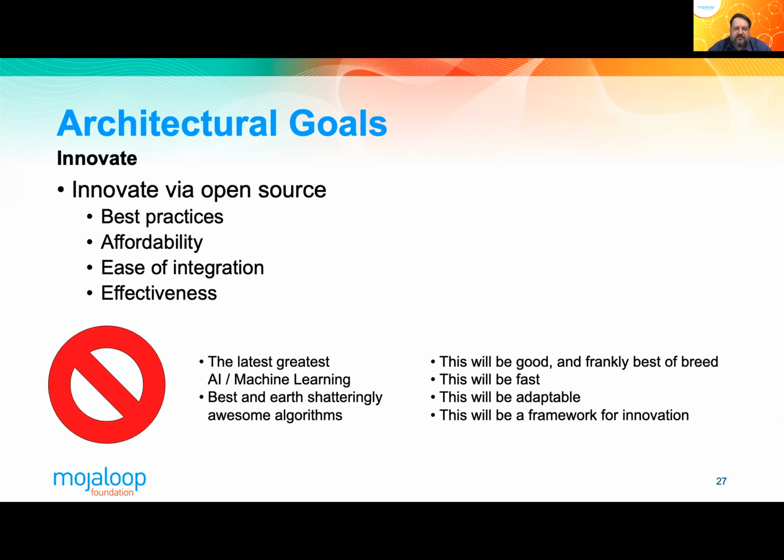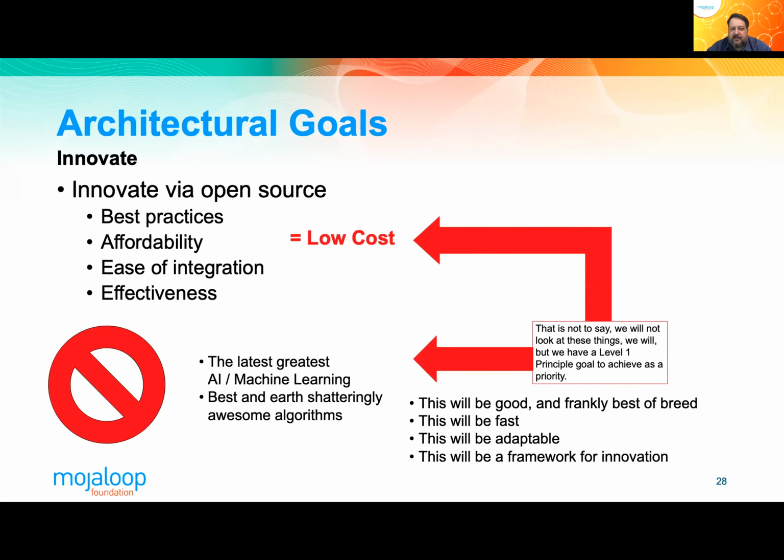But notice there's a big knot in the symbol in the lower left-hand corner. I want to stress this is not an initiative to do the latest, greatest AI and machine learning thing or the best and most earth-shattering, awesome algorithms that are state of the art. That is really not the goal here. This is going to be good and frankly best of breed. It will be fast, it will be adaptable, and it will be a framework that everybody can build on. So other people that want to spend time doing those other things can do that.